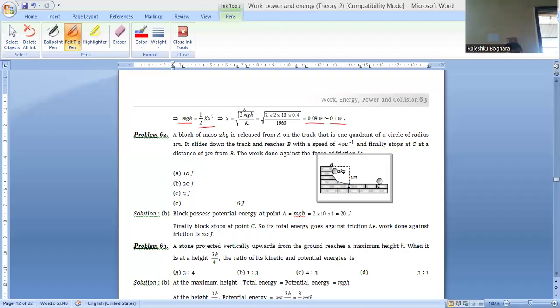Next, 2 men with weight in the ratio 5:3 run up a staircase in a time in the ratio 11:9. The ratio of the power of first to that of second. So P equal to mgh by t.